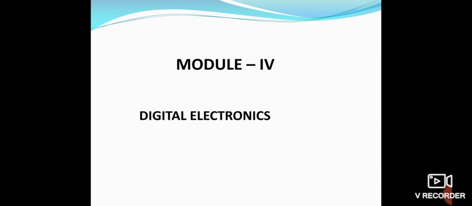Last semester, you did some experiments related to electronics, that is forward and reverse characteristics of a PN junction diode, Zener diode, etc. In this semester, you will study all these things in detail, and also one more section, that is the digital electronics part, which is new to you. So I am going to start Module 4, digital electronics.